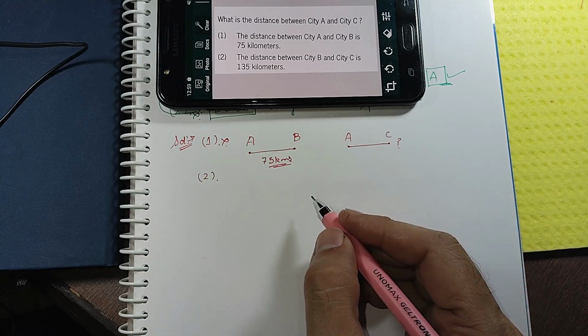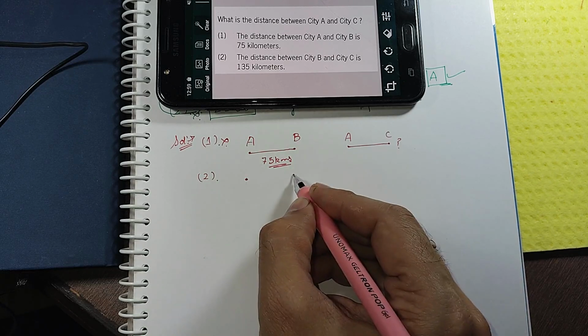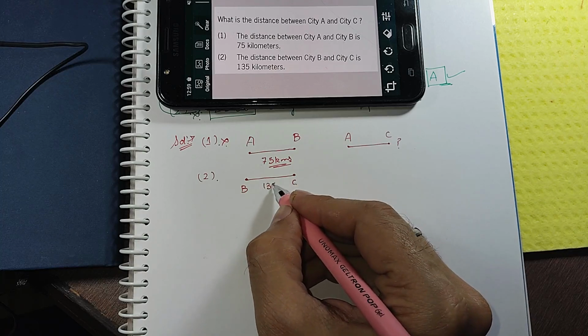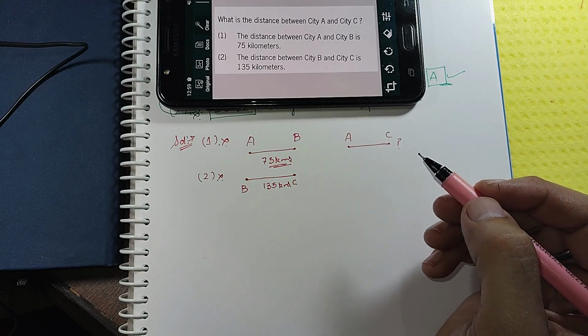Now statement 2 says that the distance between city B and city C is 135 kilometers. So this also doesn't solve the problem, as the distance between A and C is not known to us.